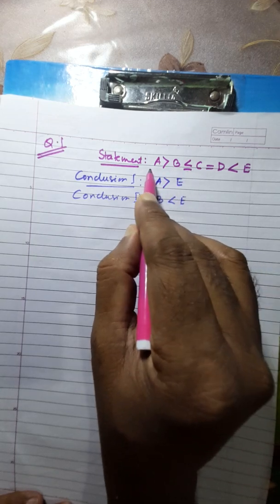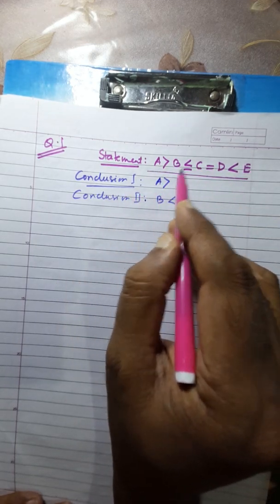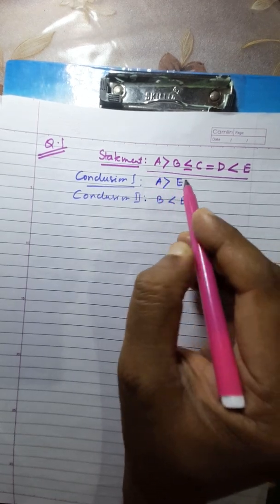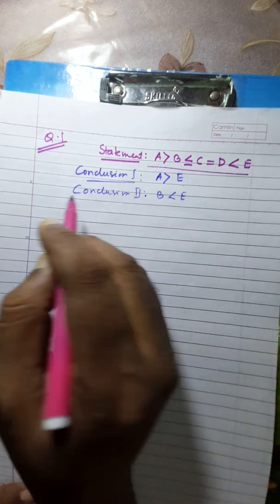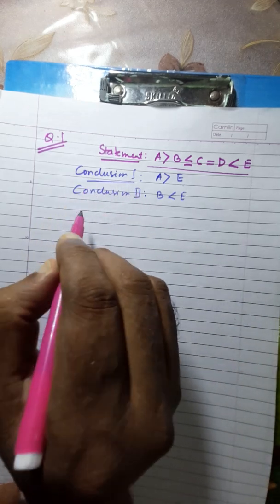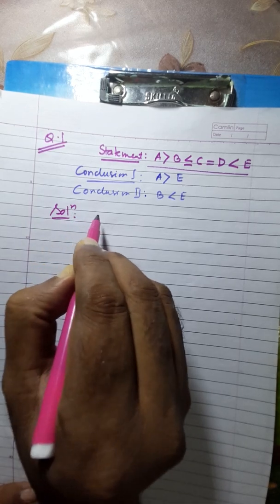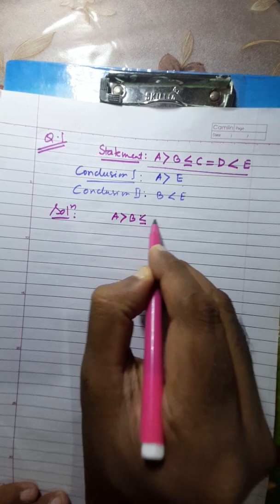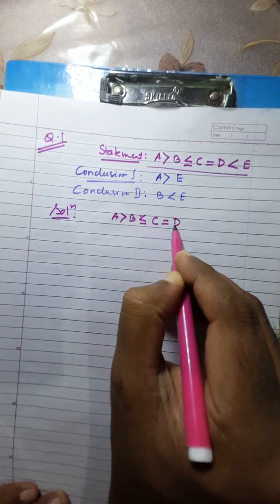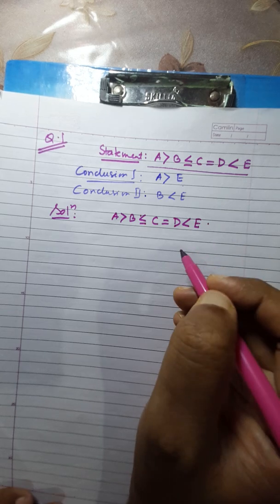the statement is, this is the statement and this is the conclusion, A is greater than E. So we need to find out the relation between A and E. If we get the relation between A and E, then we can say, see, this is how we will write the solution. The given statement is A is greater than B, B is less or equal to C, C is equal to D, D is less than E. Okay.